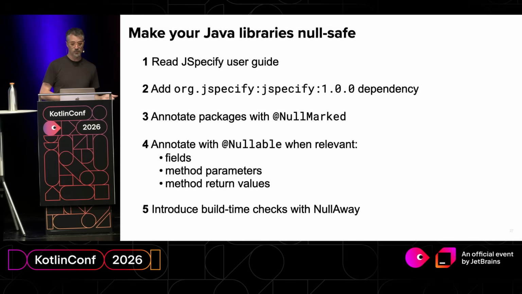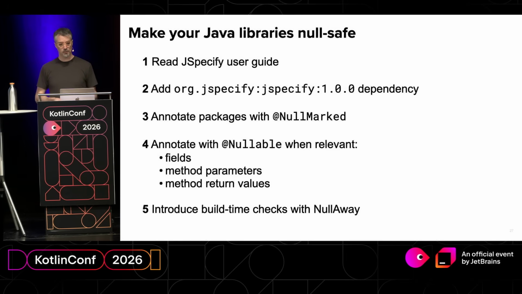So after reading the user guide, you should add the JSpecify dependency, annotate your packages with @NullMarked, and annotate with @Nullable fields, method parameters, and method return values. It's optional, but I highly recommend introducing build-time checks with NullAway, because otherwise nothing checks the consistency of that.